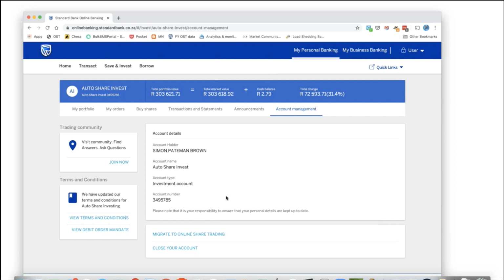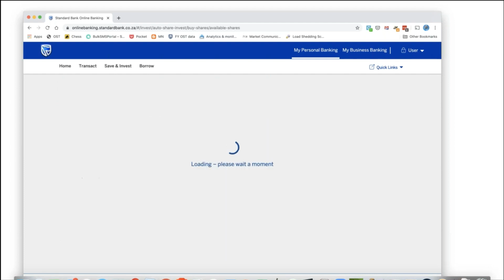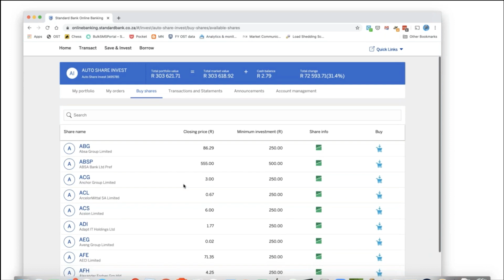You can migrate an ASI account to online share trading, and you can, of course, go the other way. You can close the account at the same time, and you can go and see the T's and C's that you're managing. In terms of buy shares, as I said, the list is not complete.